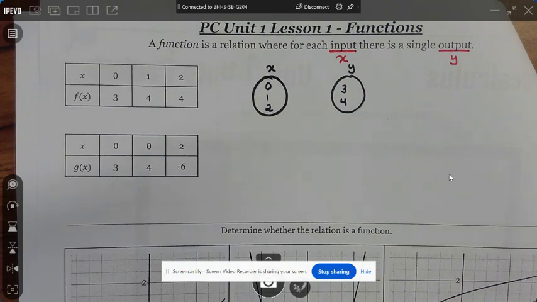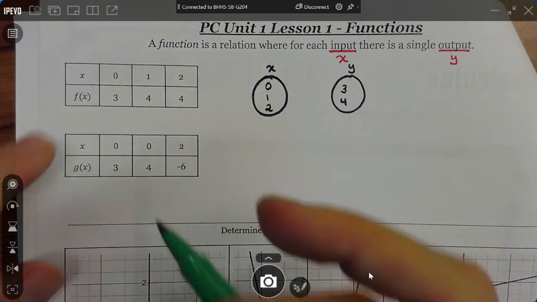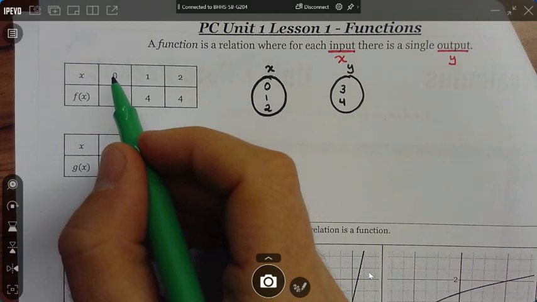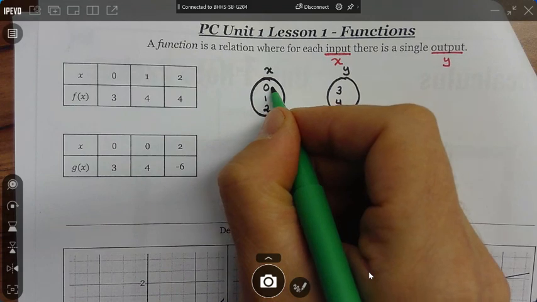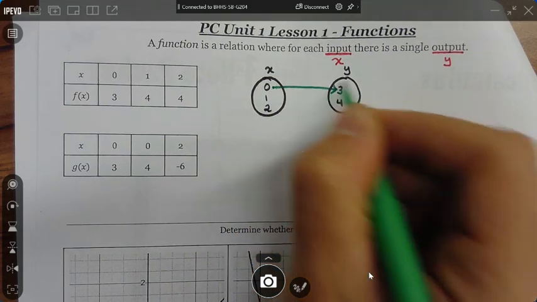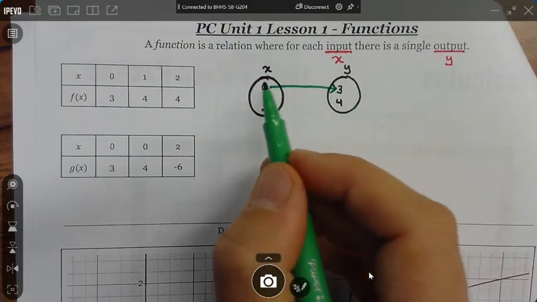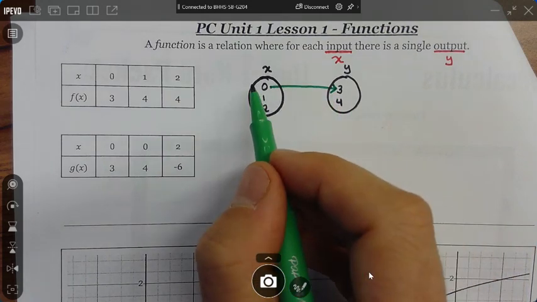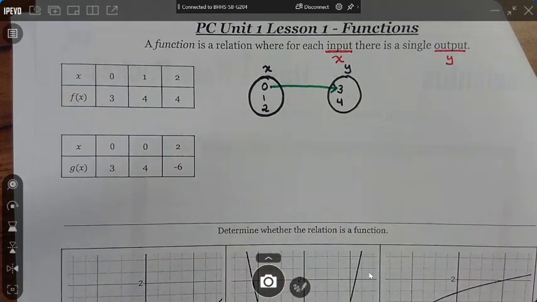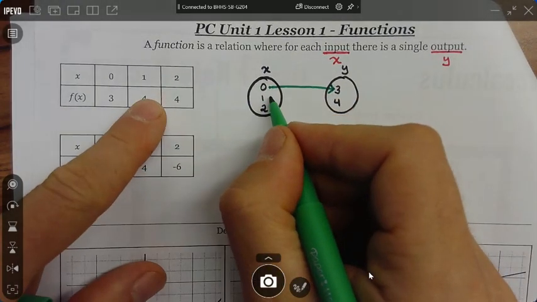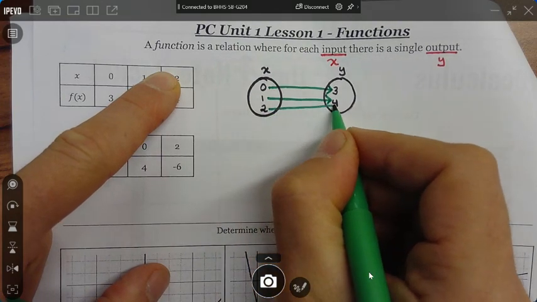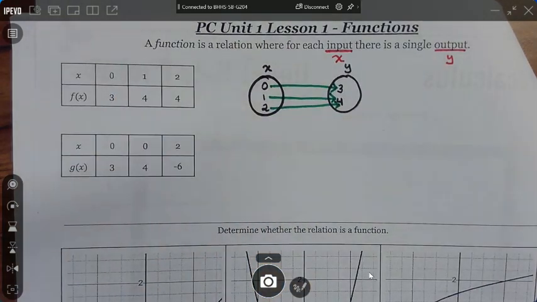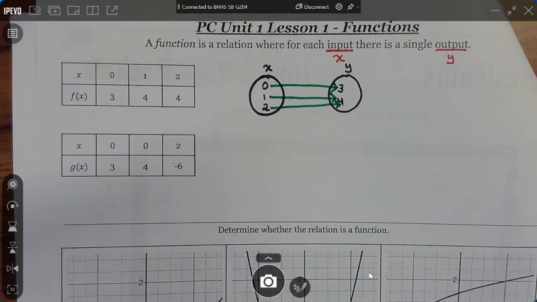All right, now, look what this says right here. This says that the function is taking 0 and turning it into 3. So 0 is like the bread, and 3 is like the toast. Bread, toast, bread, toast. Okay. This is saying that 1 is getting turned into 4, and then this is saying 2 is getting turned into 4.